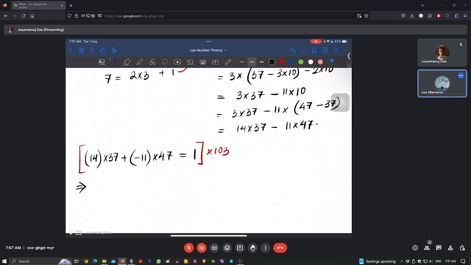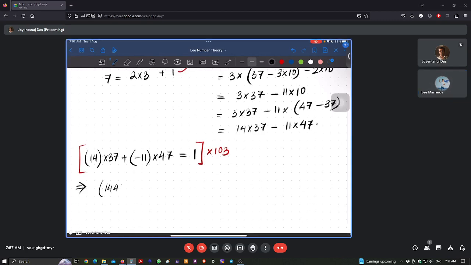14 multiply 103. You will have the 37 and 47 still, but only the coefficient will be different, the one we want. So 14 times 103 is 1442, right. And I think this one is 1133. Right, 103.